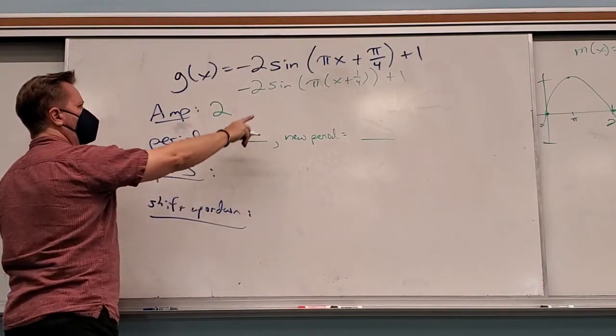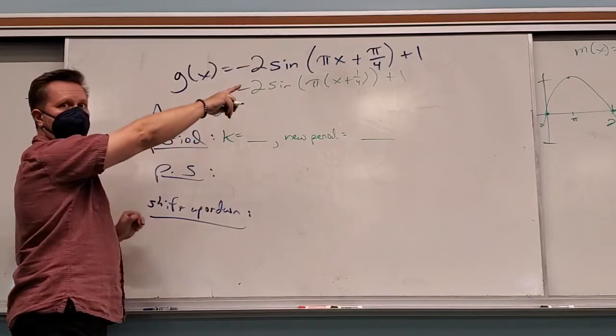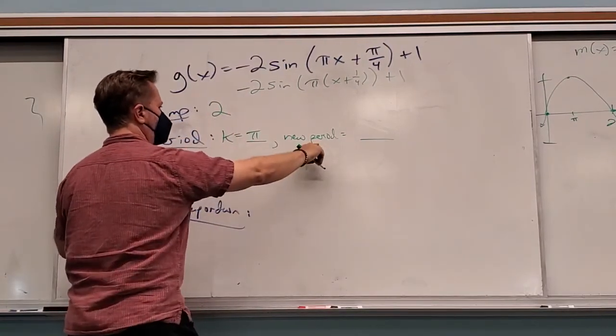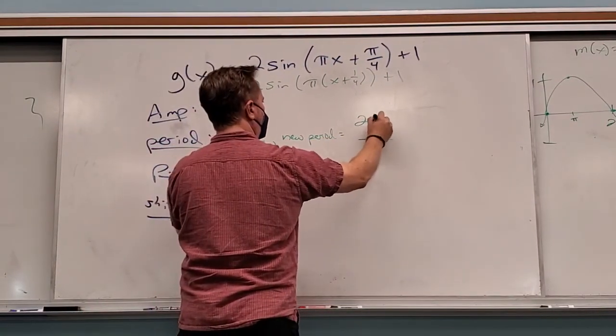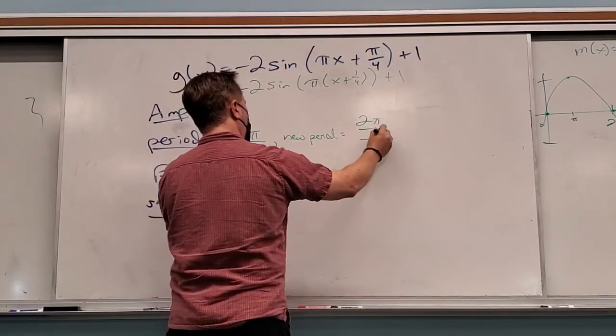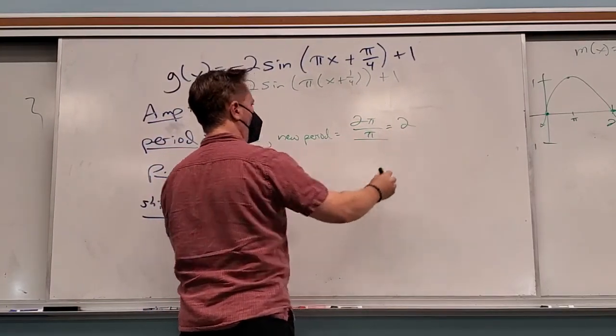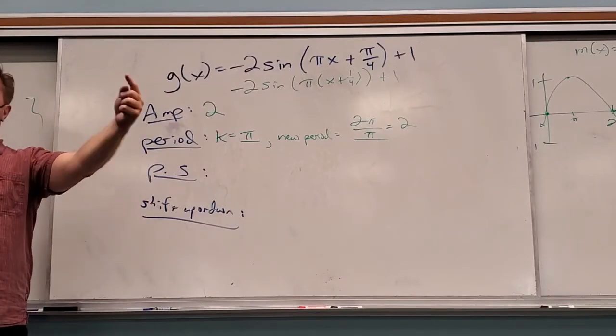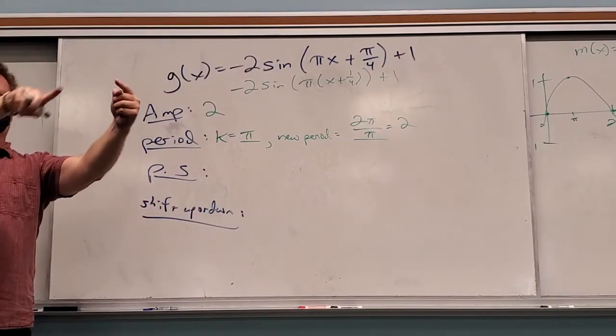What's the value of K? Pi. So what's the new period? Old period divided by K, 2. So now it's going to complete a cycle in a length of 2.